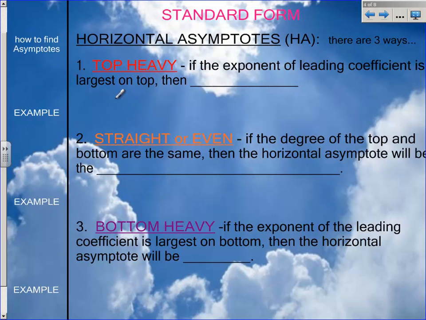Let's say that I have x squared minus 3x plus 5, and then let's talk about x minus 3. So let's take a look at the leading coefficient. That's a 1. What's the exponent on that leading coefficient? That's a 2. Now look at the bottom. The leading coefficient down here is a 1. What's the exponent? That's the 1. This is top heavy. If it's largest on top, then there are no horizontal asymptotes. This graph does not have a horizontal boundary.